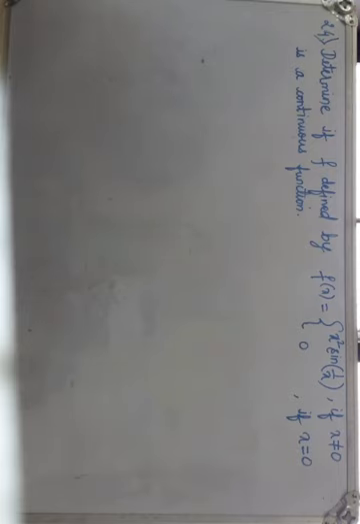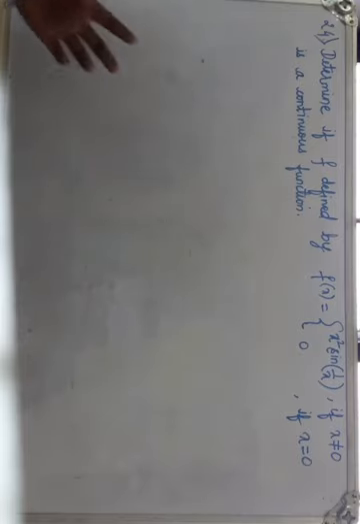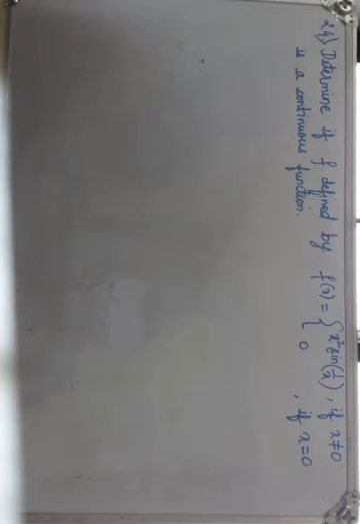So here you need to check whether the given function is continuous or not. Again you need to calculate LHL, RHL and the value of the function at the given point. But here the point is not mentioned, so you need to consider a general point C.